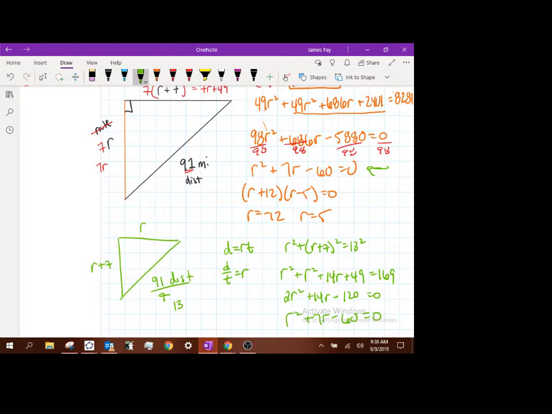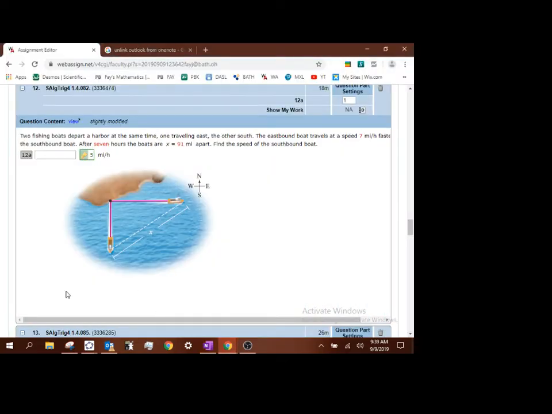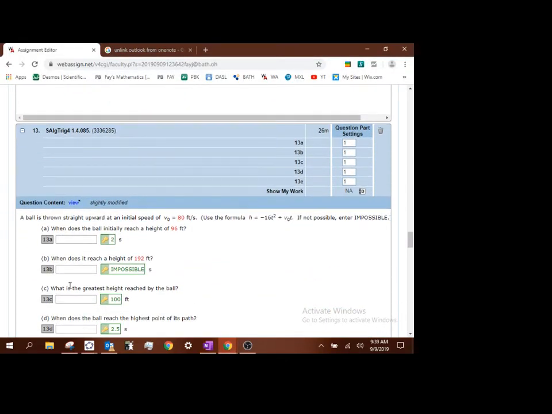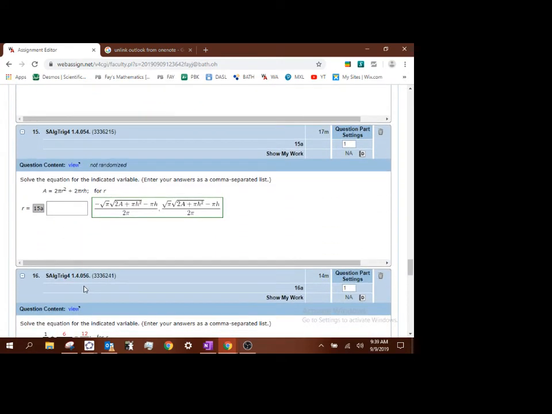Is that okay? Yeah. Could I use quadratic formula there? I can always use quadratic formula, right? Any others on there you guys are worried about? 13 through 16. Okay. That's part of today's notes.